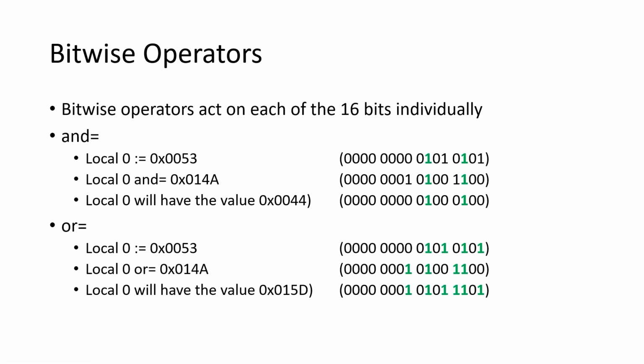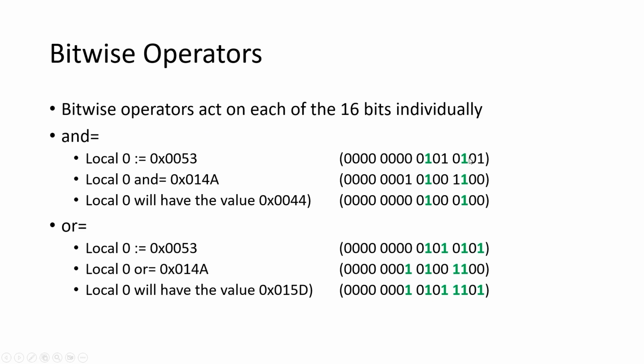They're called bitwise operators because they're not acting on the number as such, they're acting on the individual bits individually. So if we assigned local 0 to be 0x0053, which is this in binary, and we then AND that with 14A, 14A is this number 000000101001100. You can see why we don't say that a lot.